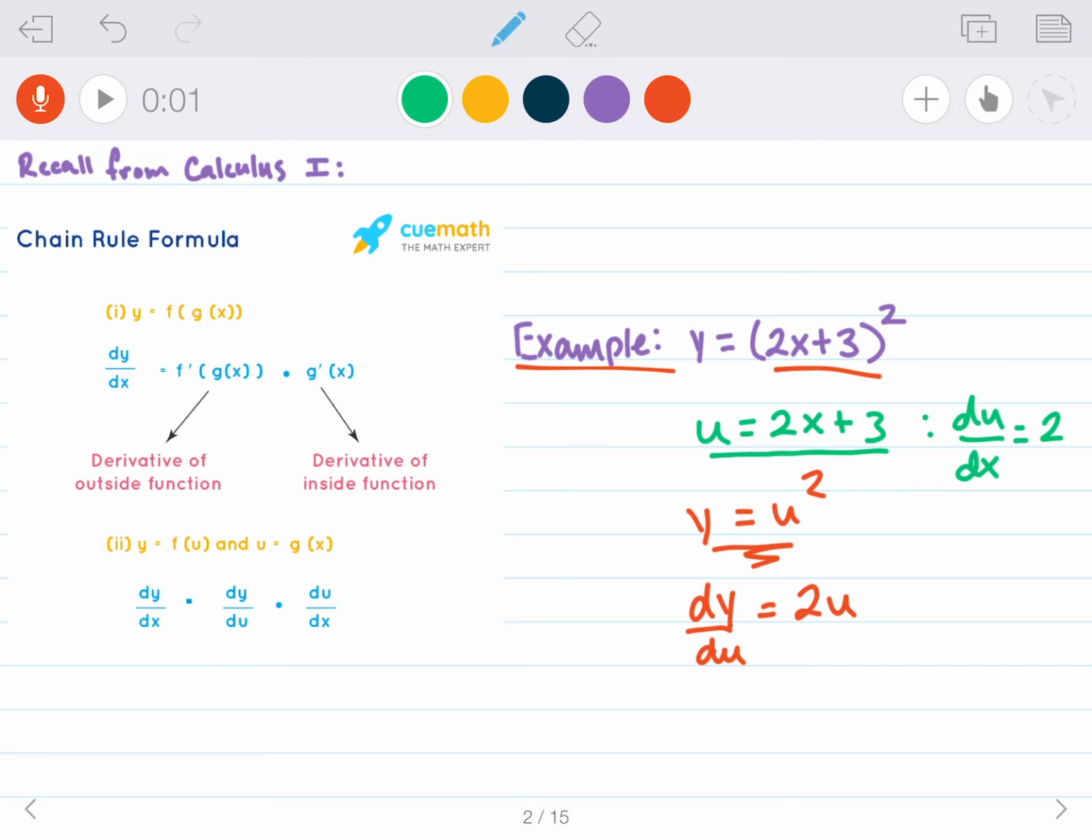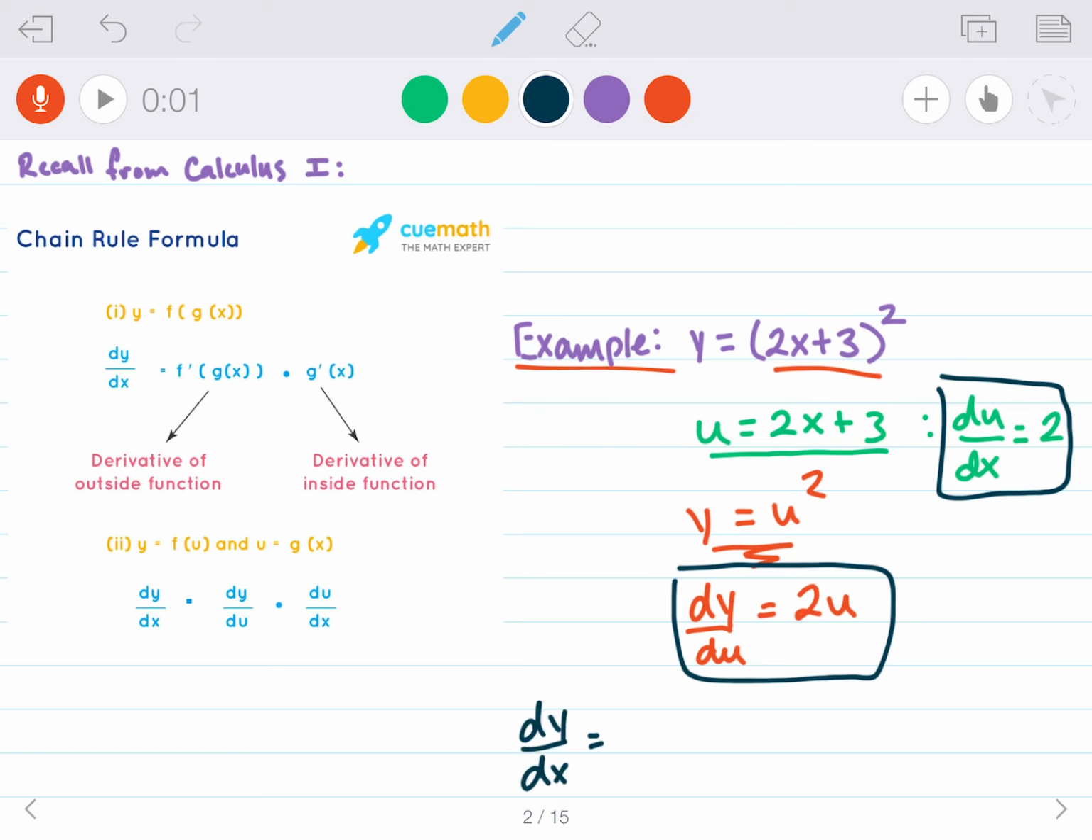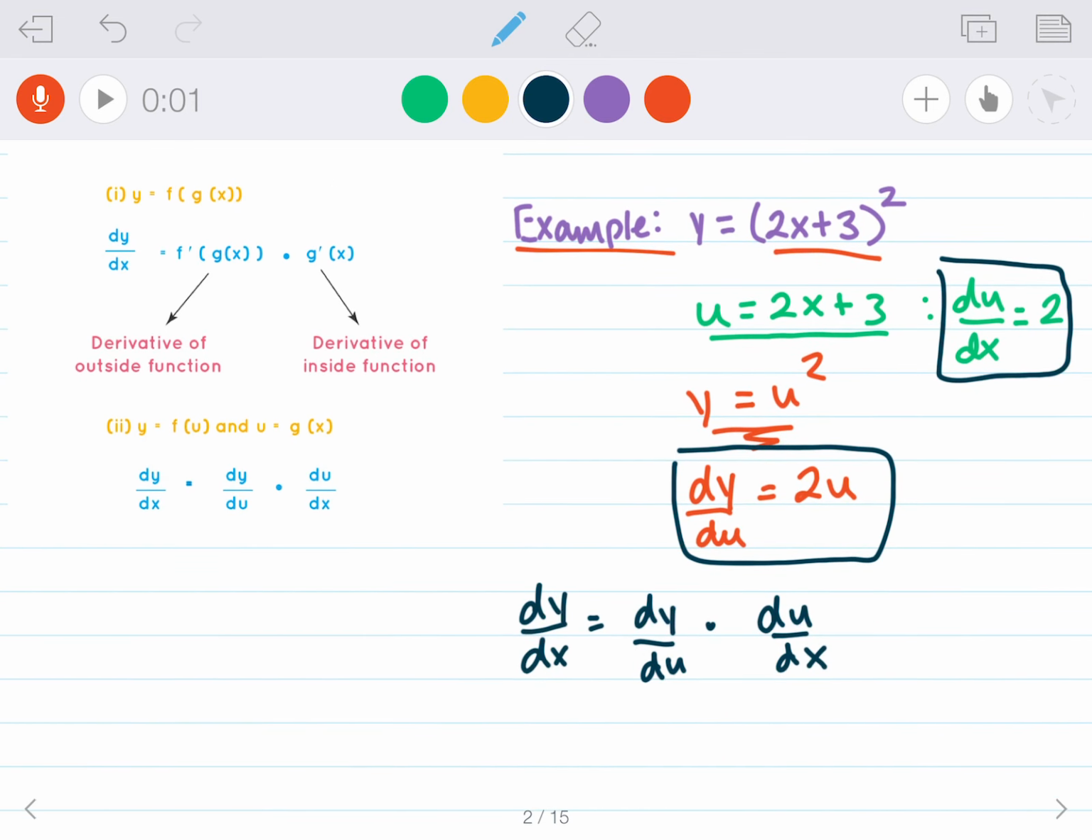Okay, and so what did we do with those two derivatives? Well, we just multiplied them together, right? We have the derivative of the outer function times the derivative of the inner function. So we got that the derivative of y with respect to x using the chain rule was equal to the derivative of the outer function dy du times the derivative of the inner function du dx. And we wanted everything in terms of x's and y's at the end, so we can sub our u back in. That's in terms of x.